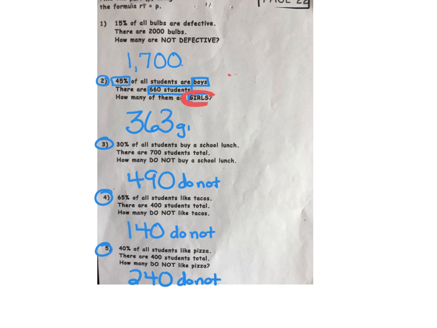For number 3, you should have gotten 490 do not buy school lunches. For number 4, you should have gotten 140 do not like tacos. And finally, for number 5, you should have gotten 240 do not like pizza. This concludes this page.